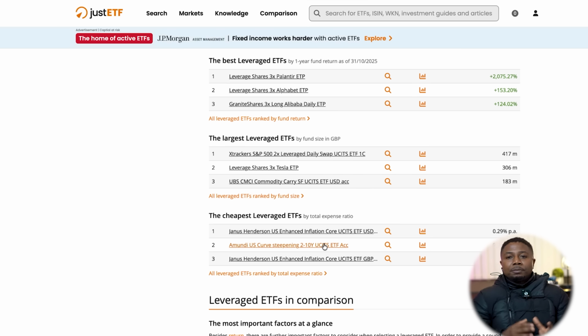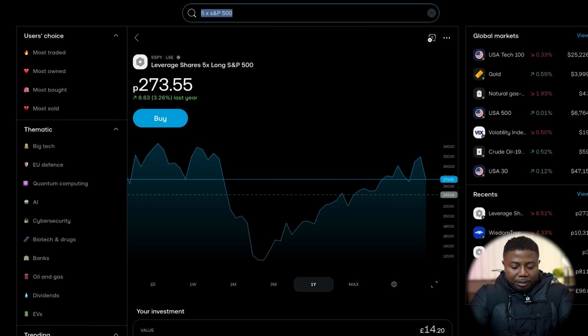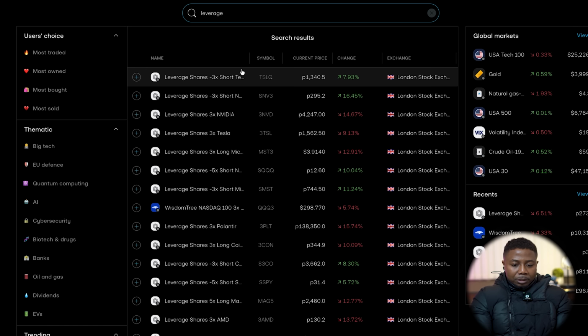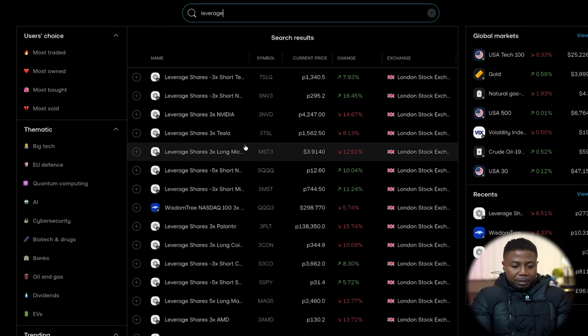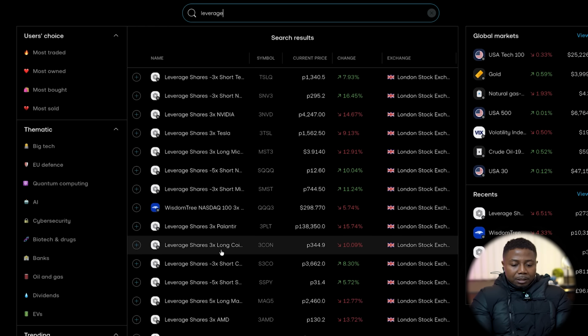So it's down to you to figure out what you want to track and what amount of leverage you want to apply. Alternatively, you can go on Trading 212 again, and you can just type in leverage, and that gives you a list of different assets that you can track. So you've got Tesla, Nvidia, all sorts of different Nasdaq ones, Palantir, Coinbase. So you need to decide on which one you want to track and how much leverage you want to apply.